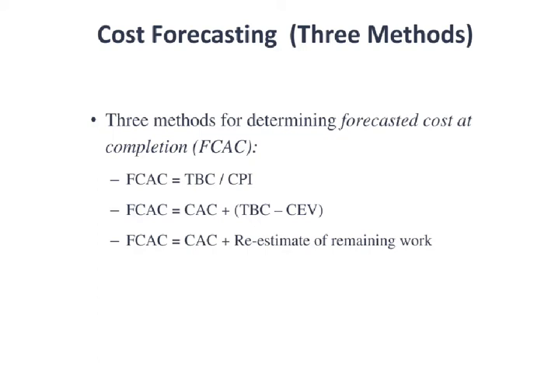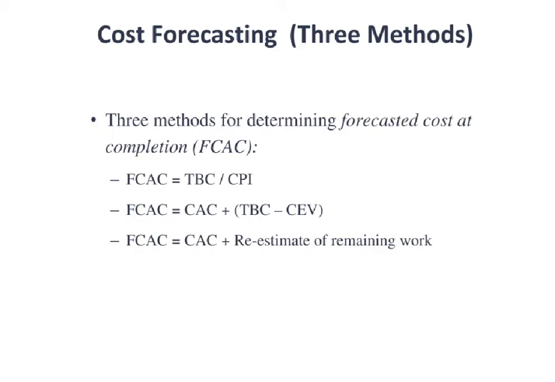The easiest is to take the total budgeted cost, the TBC, and divide it by the CPI, the Cost Performance Index. We talked about that on the prior slide. Remember, the Cost Performance Index is basically a ratio. It's telling us how we're progressing to date. And so if we take the total budgeted cost of the project, the TBC, which is for the entire project, divide it by that CPI, it'll tell us where we end up.